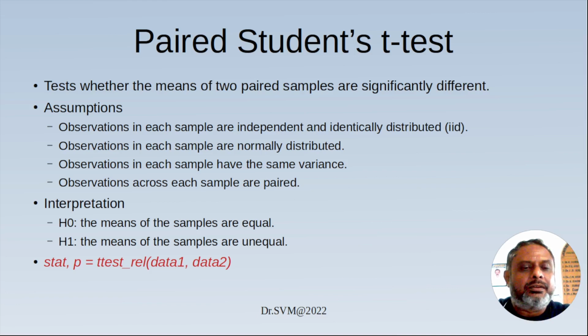P value is used to either reject the null hypothesis or not reject the null hypothesis. If the value of p is less than or equal to 5%, then the null hypothesis is rejected, which means H1 is accepted, which means that the means of the samples are not equal. If the p value of this test happens to be greater than 5%, then we cannot reject the null hypothesis. Therefore, the claim that the means of the samples are equal is upheld. So that's a paired student's t-test.